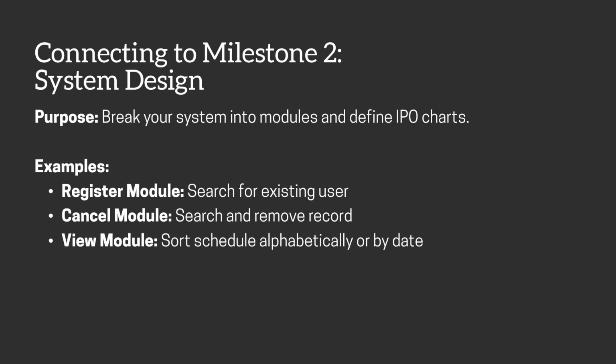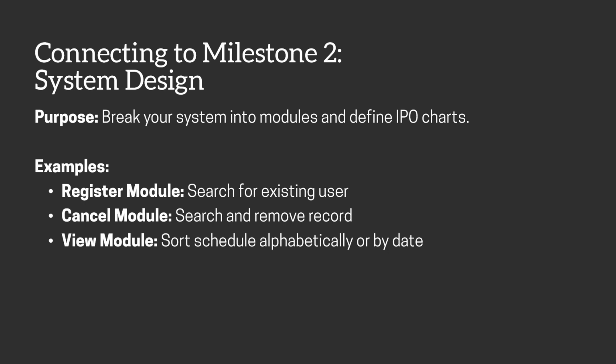Okay, so now let's connect this to your milestone 2 assignment, which is the system design plan. So you're creating a system with modules, such as register, cancel, and view schedule, to accommodate the different tasks that you need to do for this system. Sorting and searching are likely going to be part of how these modules work.